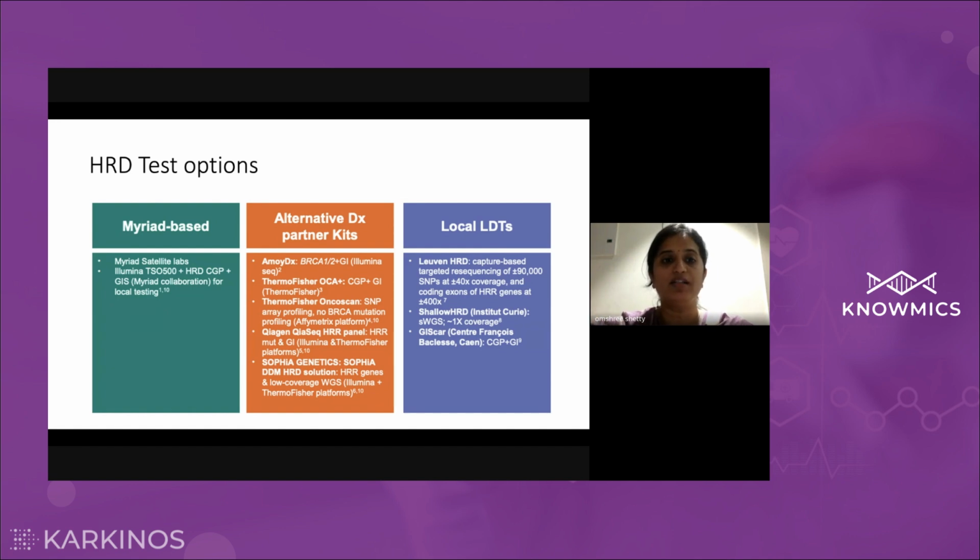So still the go-to would be Myriad, Satellite Labs they're looking into, or Illumina TSO 500 HRD CGP, because they are in collaboration with Myriad. And then there are alternative diagnostic partner kits like Amoy DX, Thermo Fisher, QIAGEN, Sophia Genetics. And then there are local laboratory developed tests.